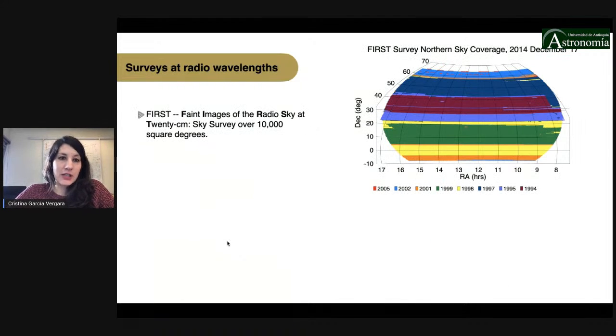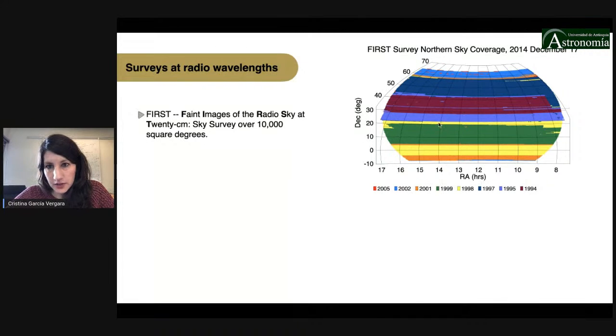Well, first is one of the first surveys performed at radio wavelengths in the sky. This is at 20 centimeters. This is a survey covering 10,000 square degrees. Then it's a pretty large area. This is just showing the sky coverage of the FIRST survey.